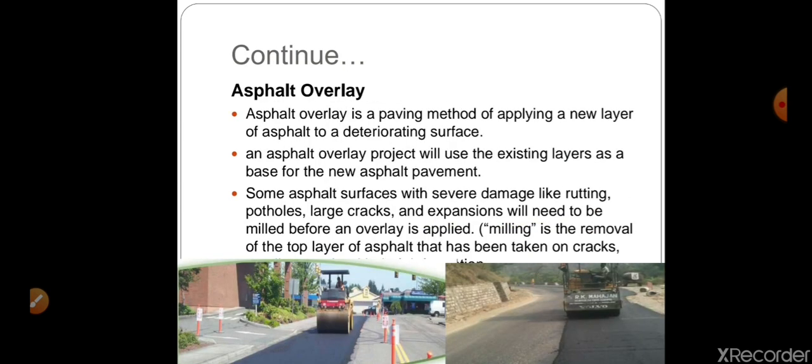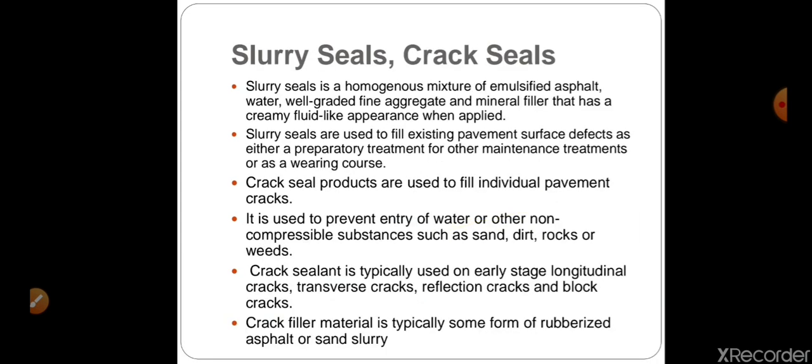Next, asphalt overlaying. This can be done when the pavement surface is too worn out. Asphalt overlay is a paving method of applying a new layer of asphalt to a deteriorating surface. An asphalt overlaying project will use the existing layer as a base for the new asphalt. Some asphalt surfaces which suffer damage like rutting, potholes, and large cracks will need to be milled before an overlay is applied. Clear?